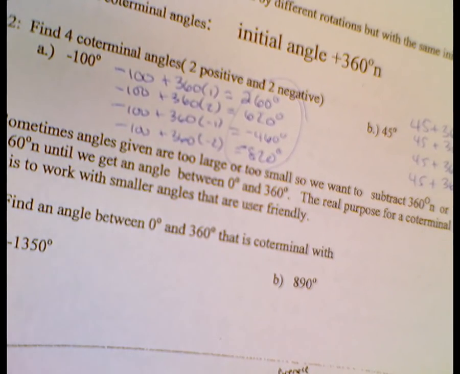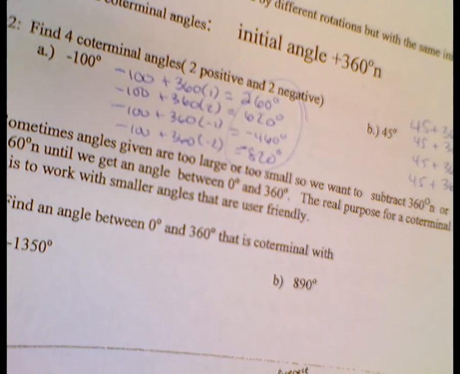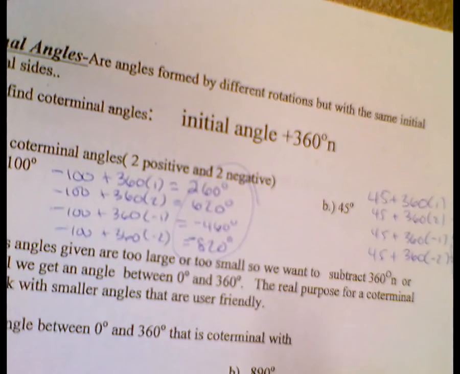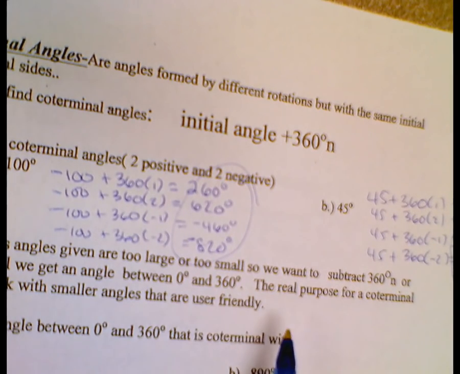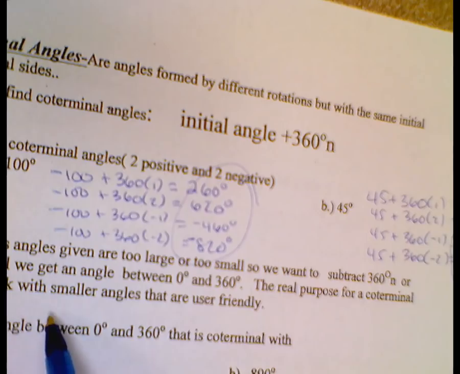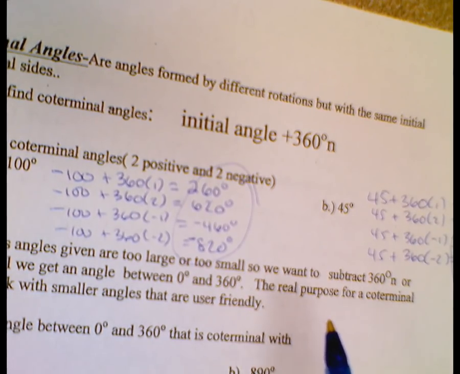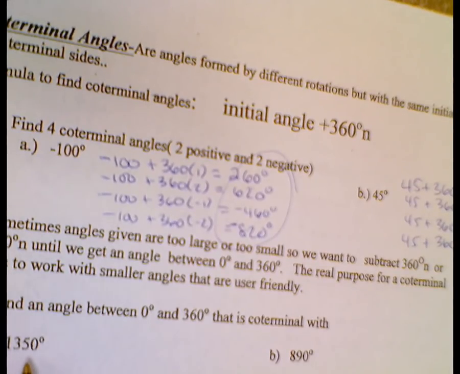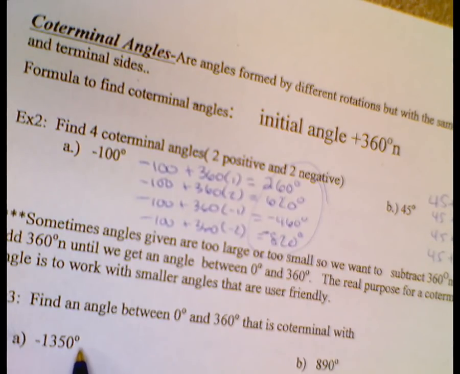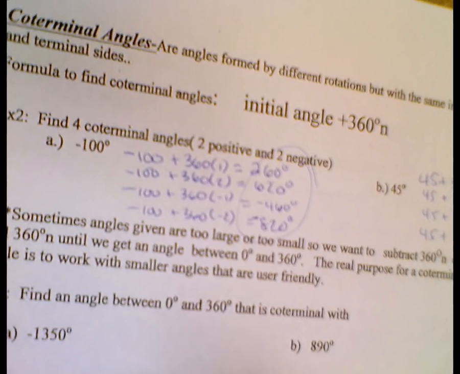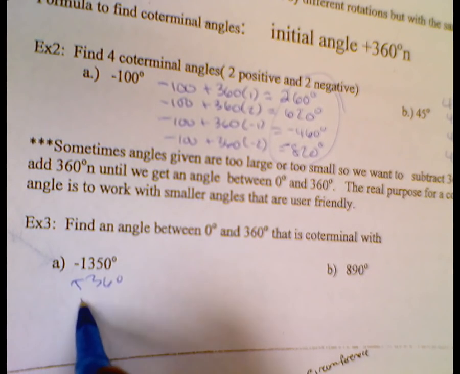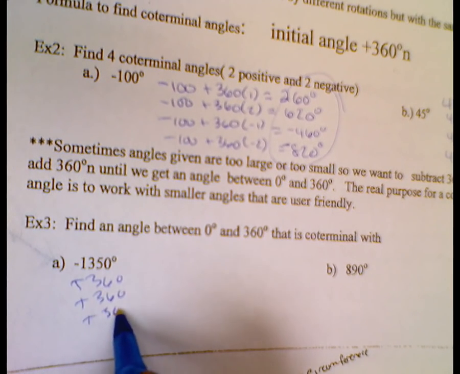Sometimes angles given are too large or too small, so we want to subtract 360 or add 360 until we get an angle between 0 and 360 that's easier to draw. So the real purpose for a coterminal angle is to work with smaller angles that are user-friendly. So, for example, if I said to draw -1350, or just tell me what quadrant it's in, then since it's negative, you might want to just start adding 360 until you get an angle that's user-friendly.